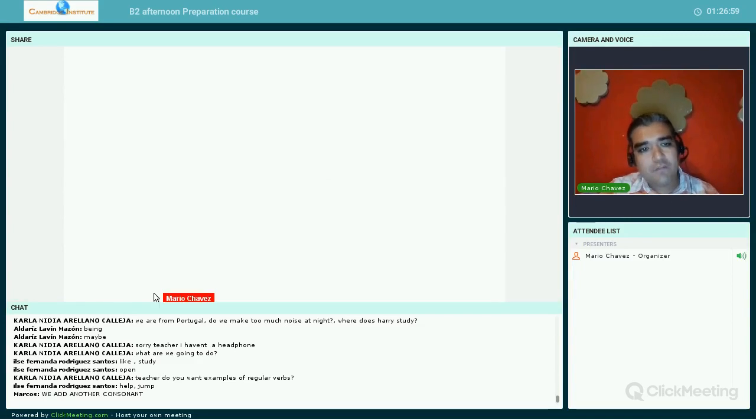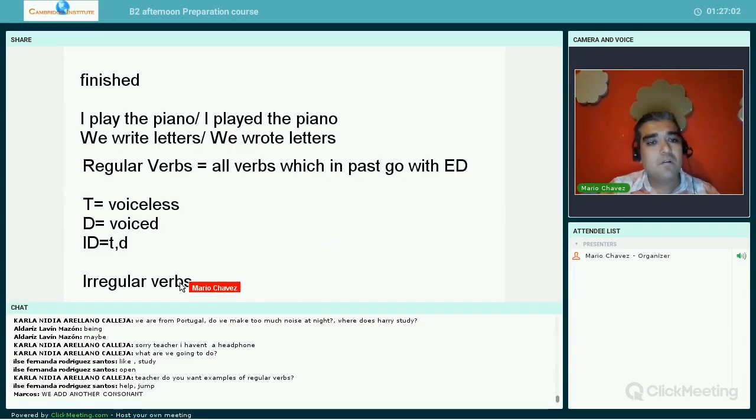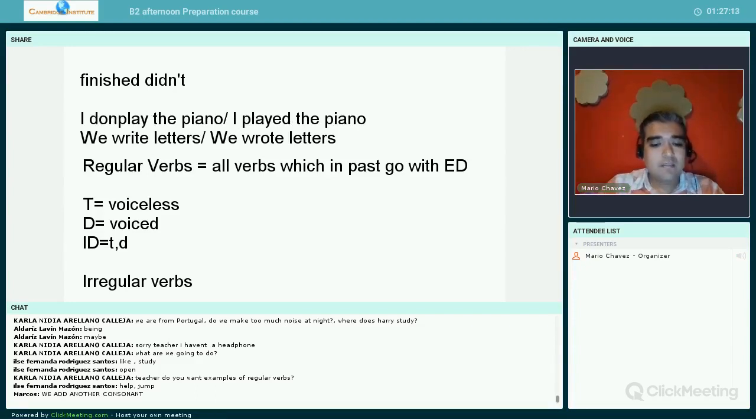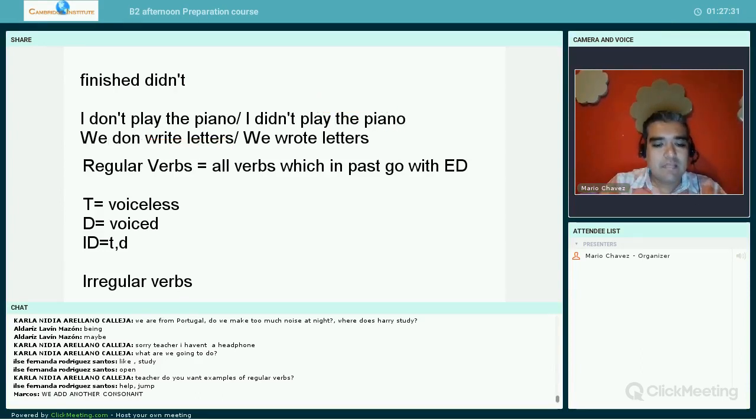In the case of the negative form, what do we do? We use the auxiliary didn't, the past of do, which is did. Instead of don't or doesn't, we use didn't. And when we add didn't, the verb goes back to present form.